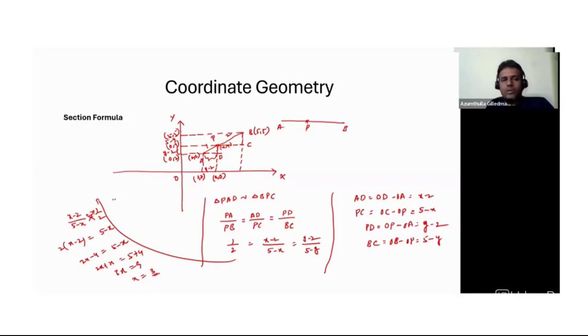Now, what is this? Y minus 2 by 5 minus Y equal to 1 by 2. Now, let's cross multiply, right? So if you cross multiply, this becomes 2 into Y minus 2 equal to 5 minus Y. That means 2Y minus 4 equal to 5 minus Y. Then 3Y becomes 9. Then Y also becomes 3.